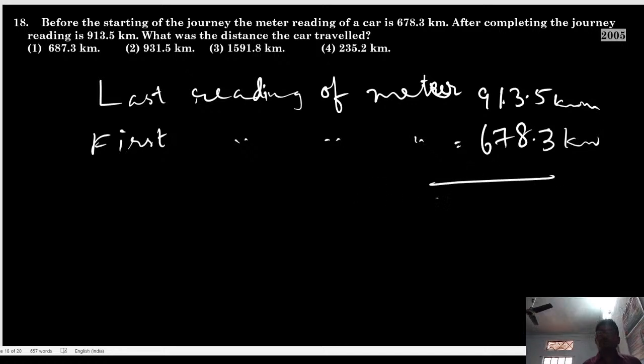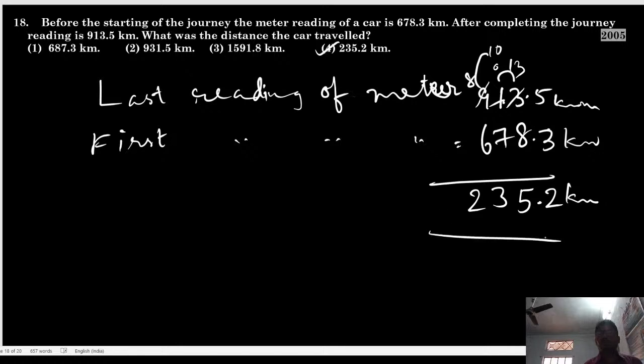So the difference: 913.5 minus 678.3 gives 235.2 kilometers, option 2.